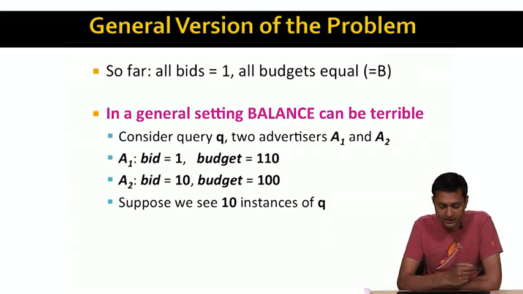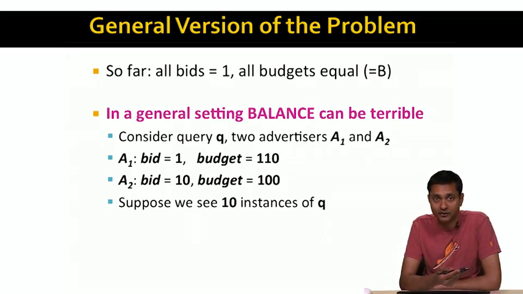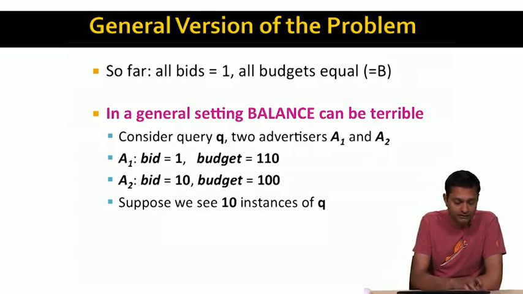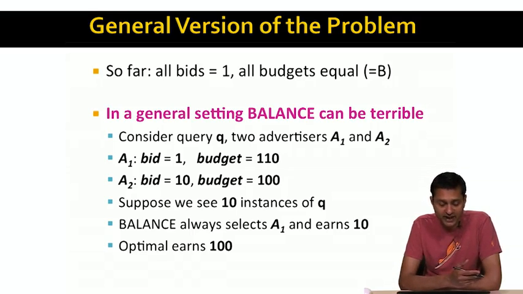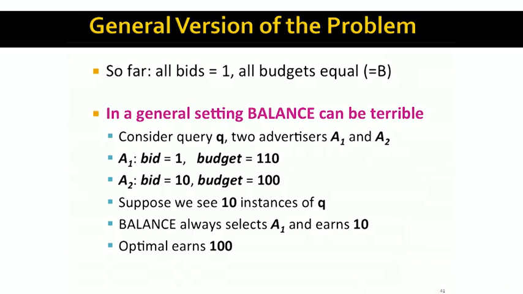When the second query comes in, A1's balance is going to be 109, A2's is going to be 100, so the second query is going to go to A1 as well, and so on. So in fact, we will assign all the first 10 instances of the query queue to advertiser A1. And therefore, the revenue of the balance algorithm in this case is going to be $10. The optimal algorithm, as is obvious in this case, will assign all the instances of the query queue to advertiser A2 and will earn $100. And therefore, the competitive ratio in this case is 10 divided by 100, which is 1 over 10, which is quite terrible.